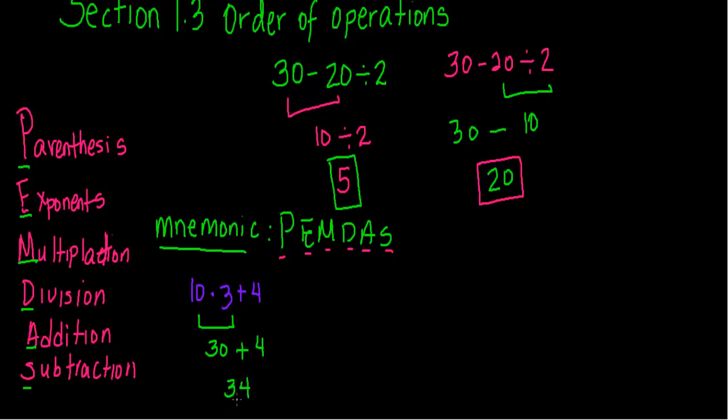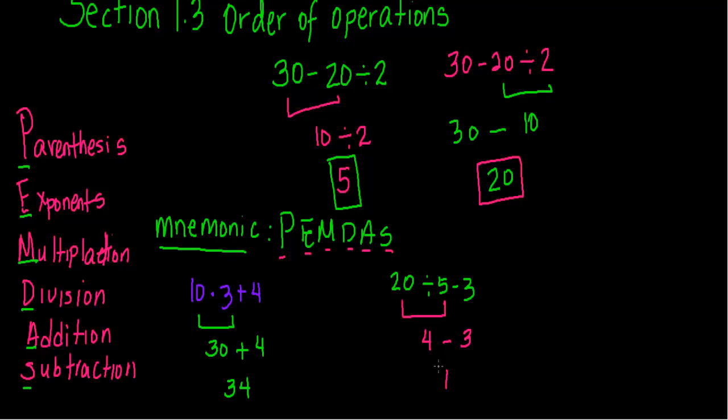Okay, let's do another example. What if I have 20 divided by 5 minus 3? Let's see the order of operations. Parentheses, no parentheses. Exponents, none to work with. Multiplication, I don't have multiplication here. Division comes next. I do have division. So 20 divided by 5 is my first step. I bring down the minus, bring down the 3, and I get 1. Okay?